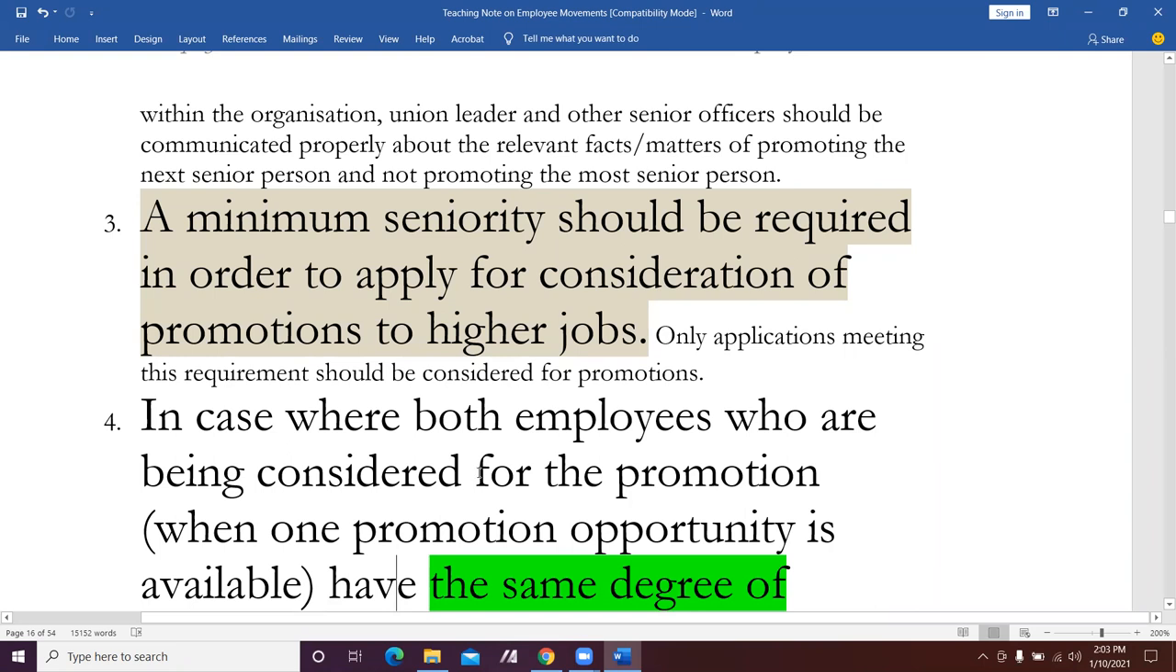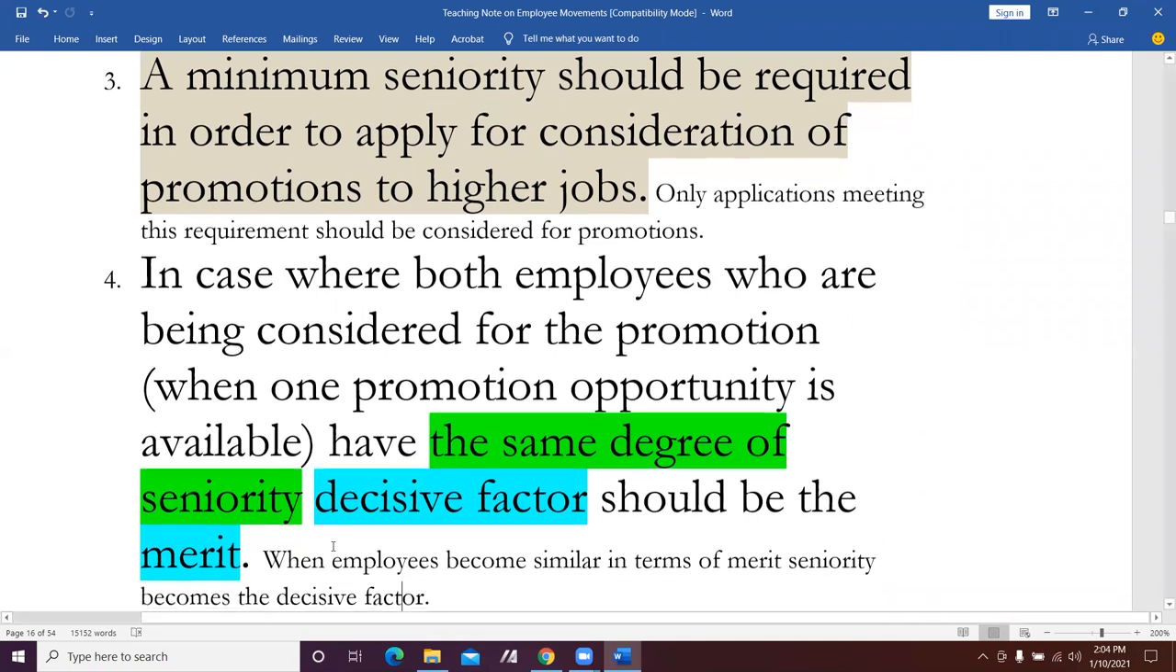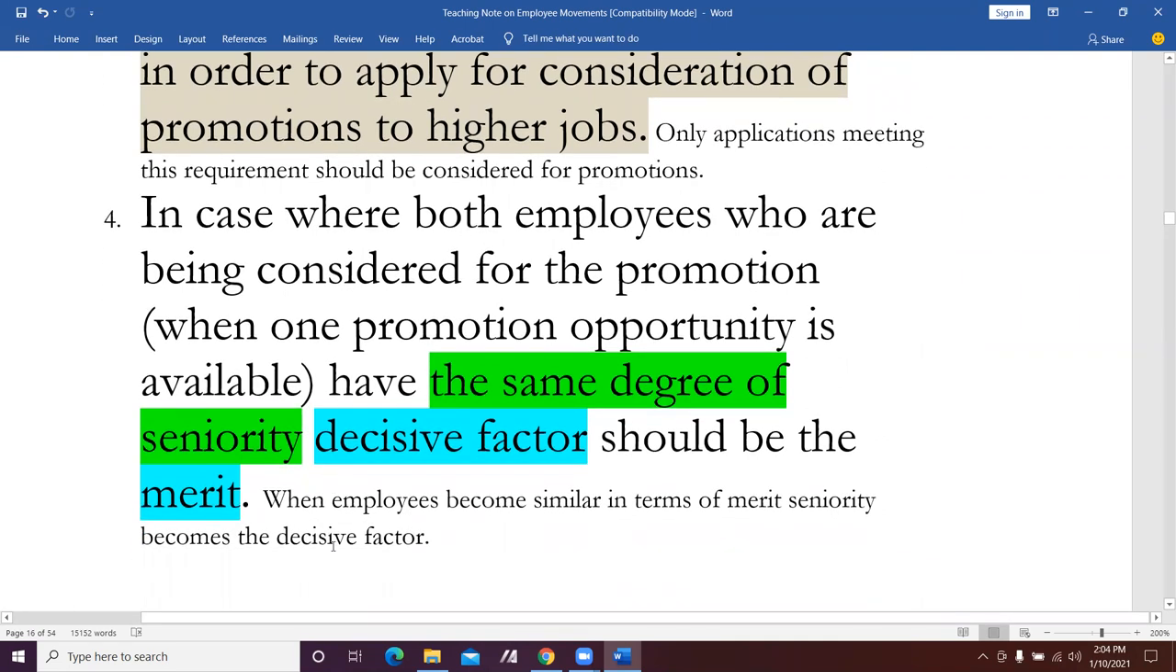Okay, then in a case where both employees who are being considered, assume there are two employees we are considering for the promotion when one promotion opportunity is available, assume both employees have the same degree of seniority, then what will be the decisive factor? That is merit. If they are equivalent in terms of merit, which usually doesn't happen, but anyway, assume there are two employees who are the same in terms of merit, then the decisive factor will be seniority. If we include qualifications under merit, it is possible that we can have two employees who have the same qualifications. Then the decisive factor will be seniority. But normally when it comes to efficiency and effectiveness of job performance, two people usually don't become the same.